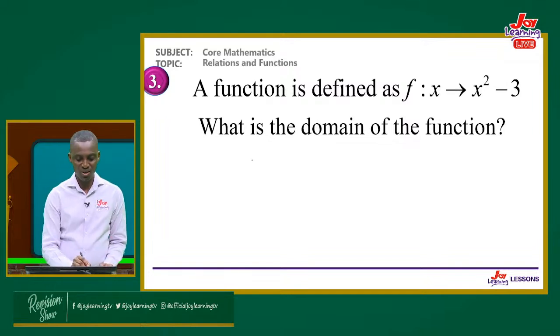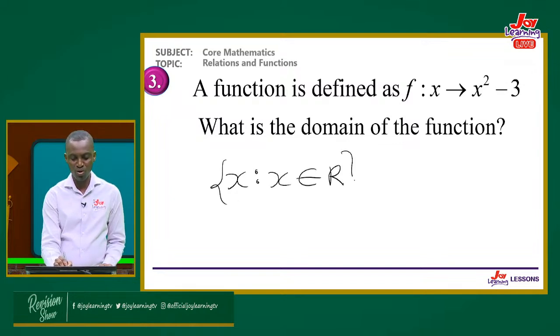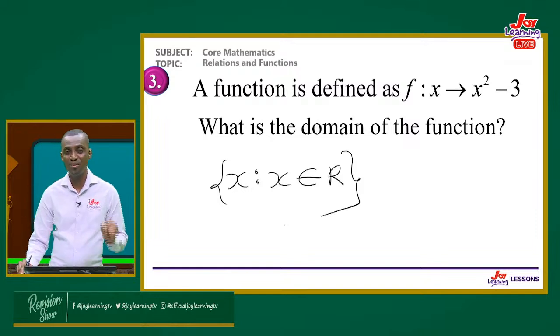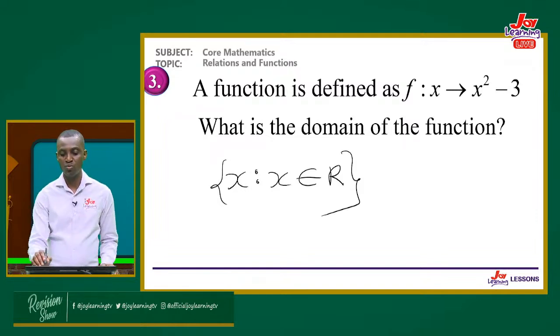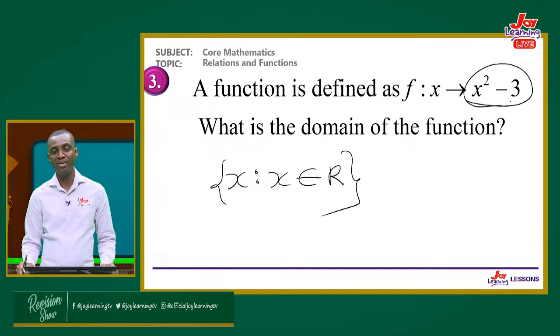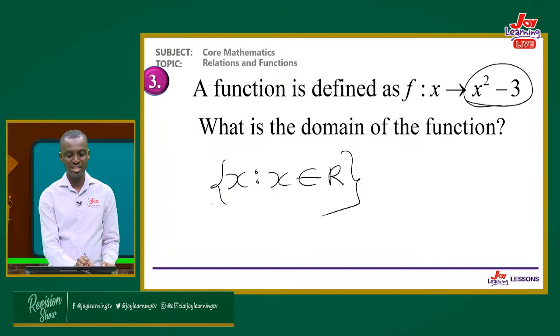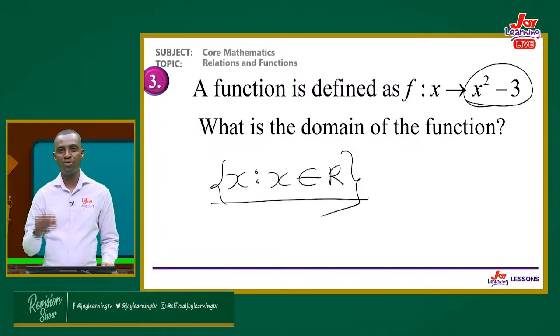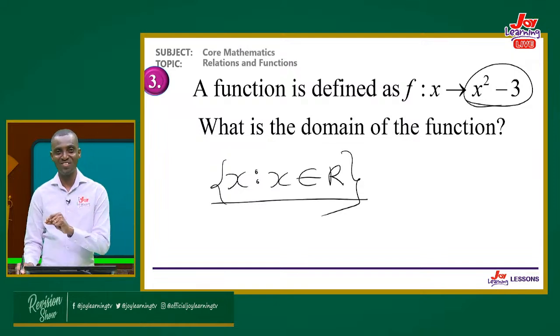So I will say x such that x can take all real numbers, can belong to all real numbers, because any real number, when I put that number into x and subtract 3 from 8, I will get an answer. And so the domain is going to be the set of all real numbers. Because this is a revision show, maybe you have to review a little bit about what real numbers are, because I know some of you did it in Form 1, right? And you might have forgotten what a real number is.